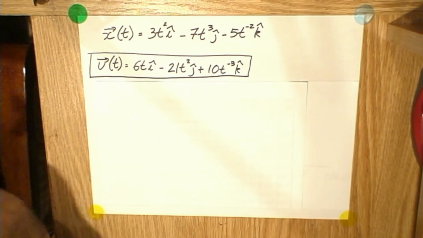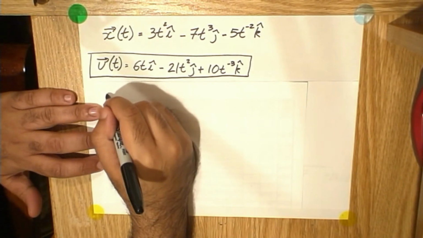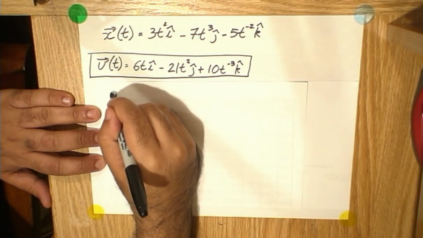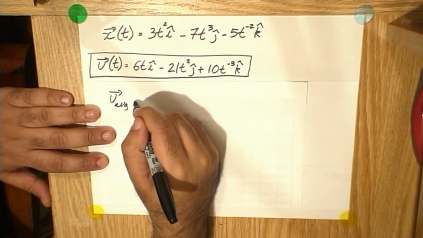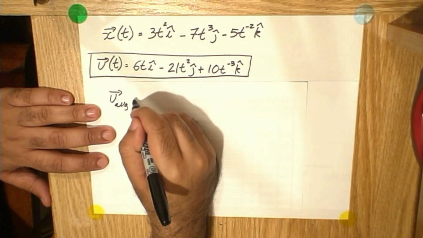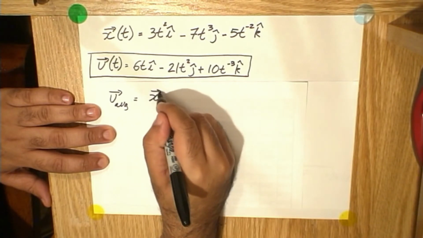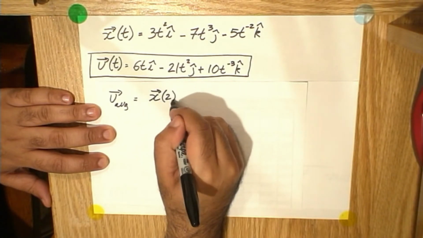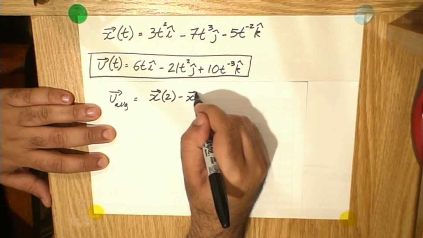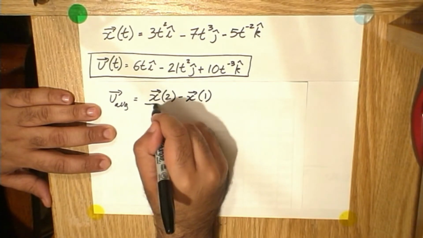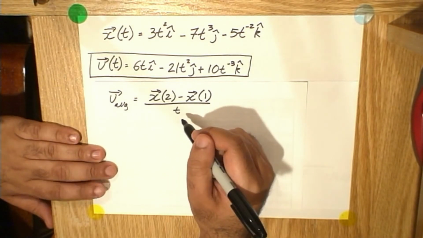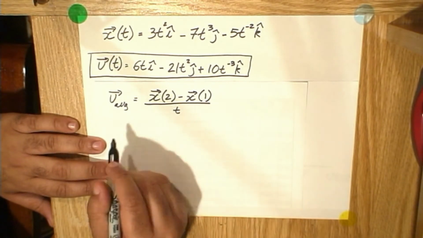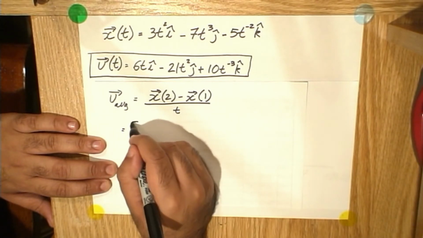The next part of this question was finding the average velocity between the times of 1 and 2 seconds. So the way that we do this is we find the position at a time of 2 seconds minus the position at a time of 1 second, and then divide the whole thing by 2 minus 1, which is 1 second. That would be our t. So let's find everything that we know.